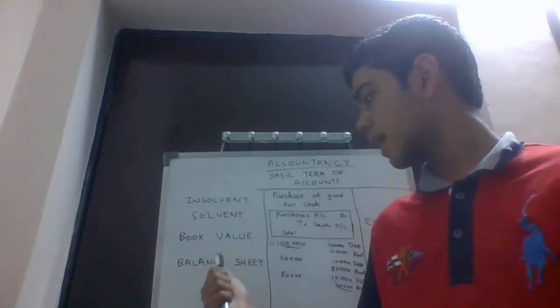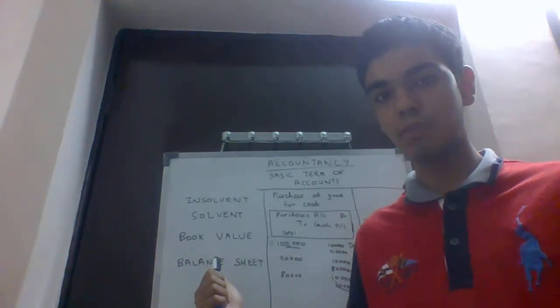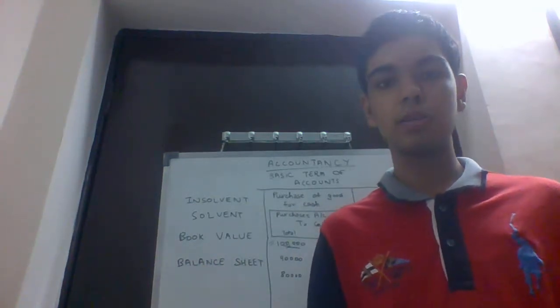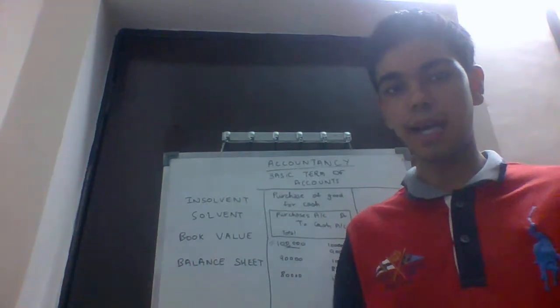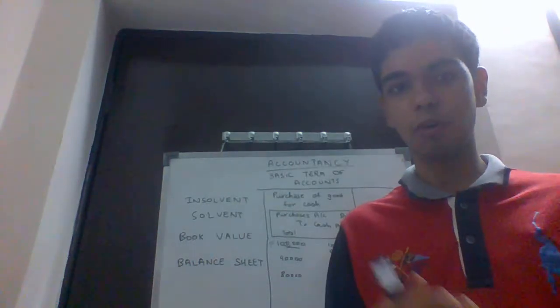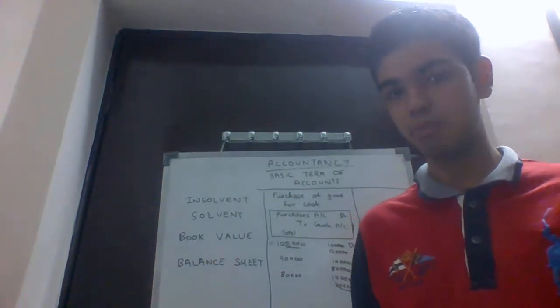Now, the balance sheet is prepared in the case of proprietorship firms after accounting for all the revenues and all the expenses in the trading and profit and loss account.